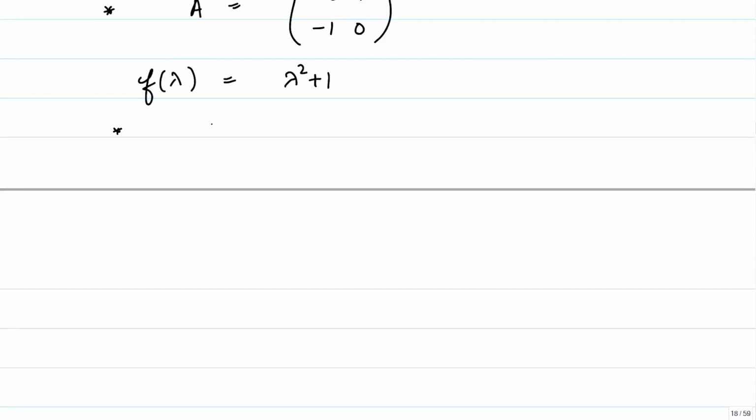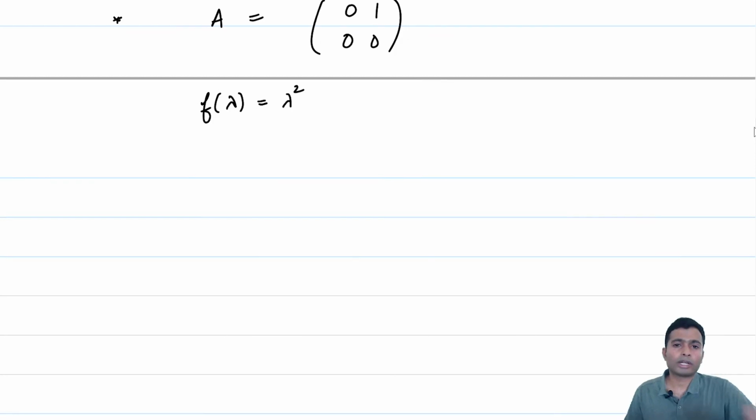Let's look at another simple example, to play with zeros and ones. What will f of lambda be here? f of lambda is lambda square, and notice that this is lambda minus 0 into lambda minus 0. So again, it splits. So there are cases when it splits and there are cases when it doesn't split. So what can we say about when our given matrix A is a diagonal matrix? That's the case when it is quite interesting.